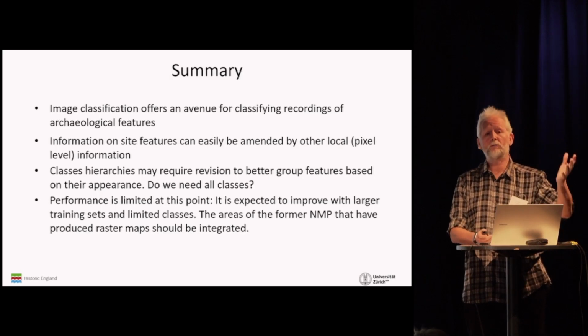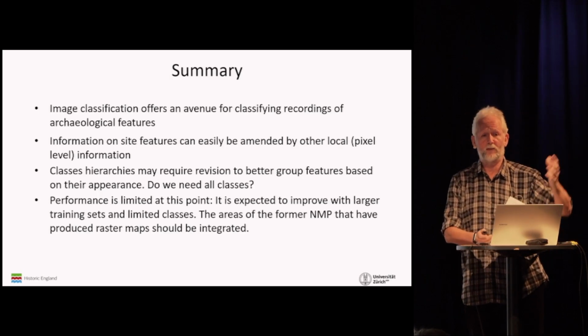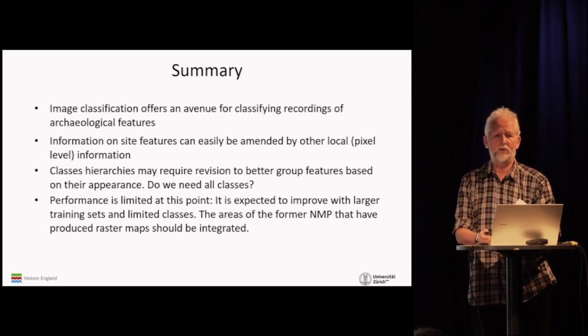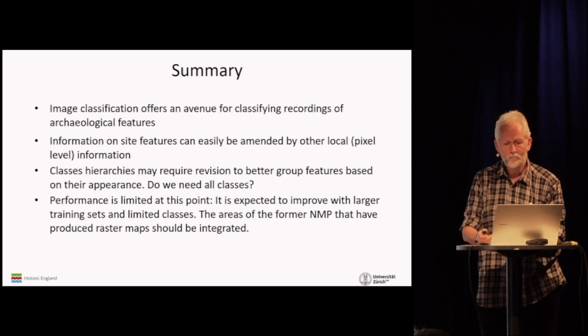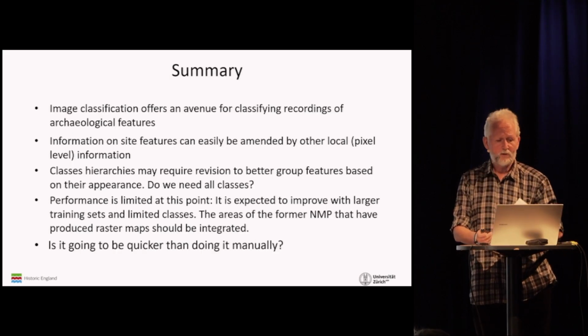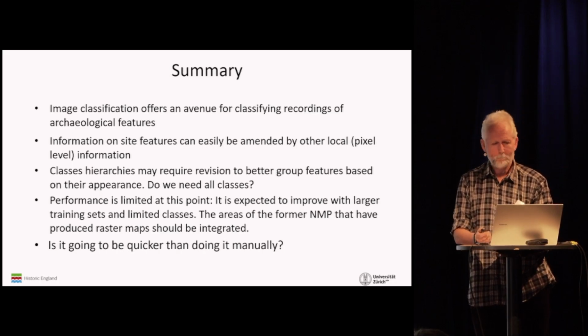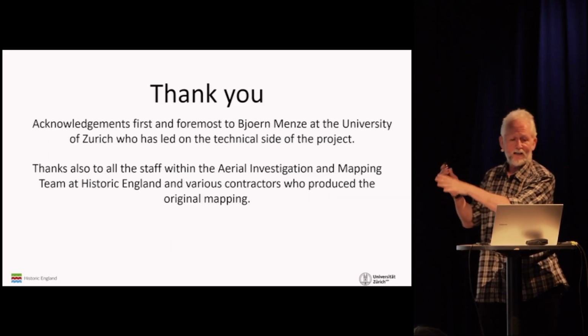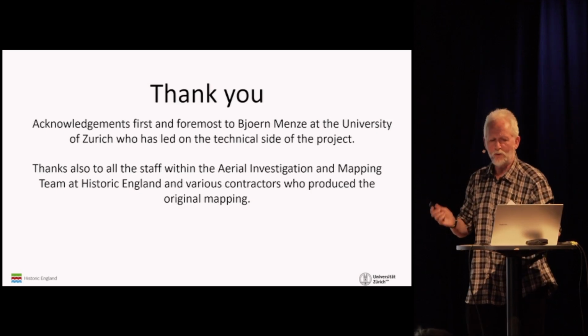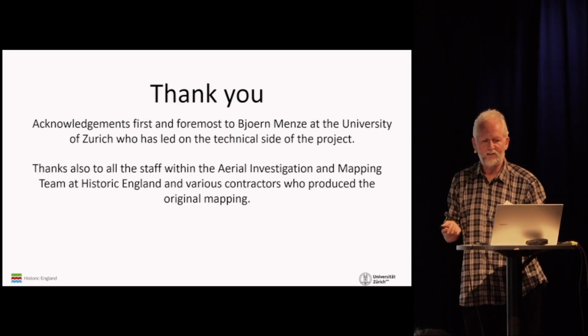I said, why can't you look at 1,000 pixels by 1,000 pixels? And the answer is that the CNN simply can't cope with it and your graphics card falls over. But the bottom line, which came out of the final thing, is it actually going to be quicker than doing it manually?